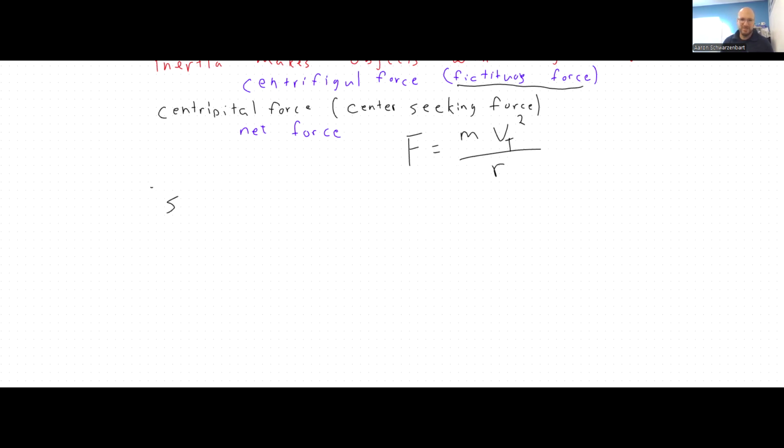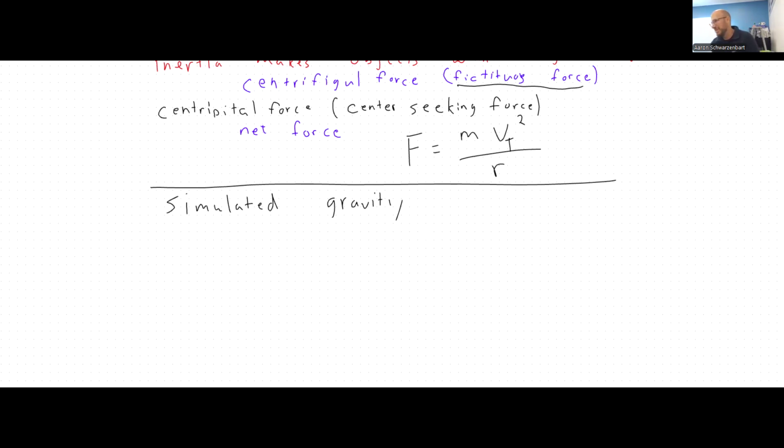Anybody know how to do simulated gravity? So the first question becomes, what makes you feel like gravity is acting on you? Density. Mass. The normal force. I feel like gravity is acting on me because I've got a chair pushing up on me. If you're standing, it's because the floor is pushing up on you.